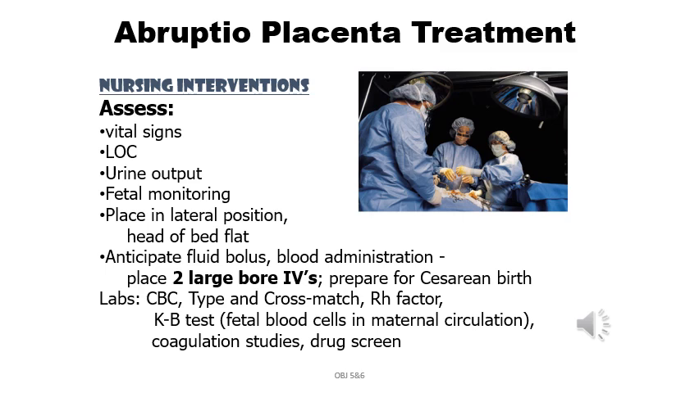You want to put her in a lateral position, head of bed flat, put her on her side, anticipate fluid bolus. So you're going to always get in 2 large bore IVs on this lady, and most likely prepare her for a cesarean, depending on the extent of the abruption.